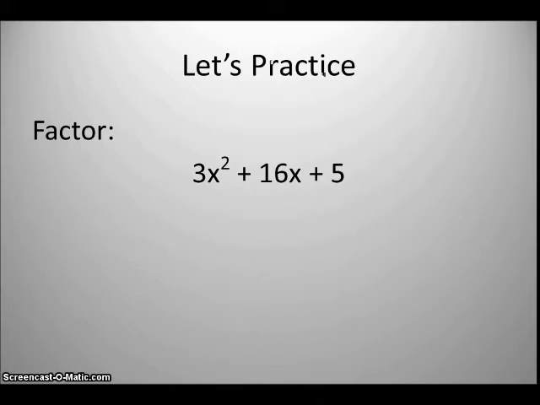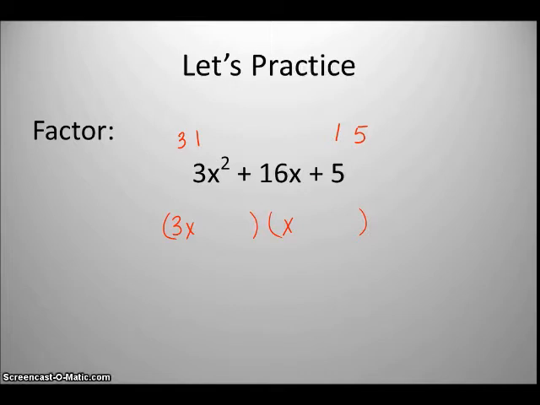So let's try one. Now we have 3x squared plus 16x plus 5. We're going to start like we have been. We're going to start with our two sets of parentheses. Now what are the factors of 3? 3 and 1. And what are my factors of 5? Well, just 1 and 5, or 5 and 1, whichever way you want to put it. Okay, so I can do 3x and 1x. So 3x squared is taken care of.